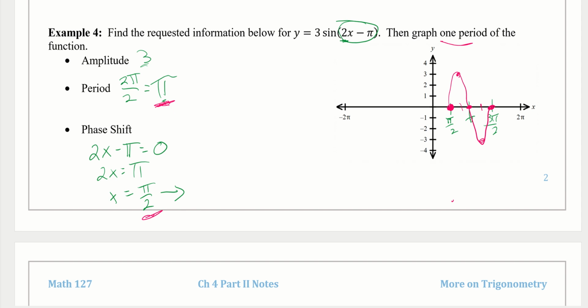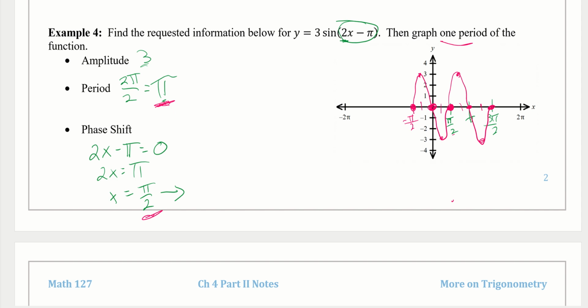Typically your default is you want to center the period as much as you can around the origin. Okay, and so if I work backwards, if I go pi over 2 and then subtract pi, I end up at negative pi over 2. So that's another 0. Well, in between negative pi over 2 and pi over 2 is 0. So that's my other midline. And so you start from left to right. So we're going to go up 3, down 3.